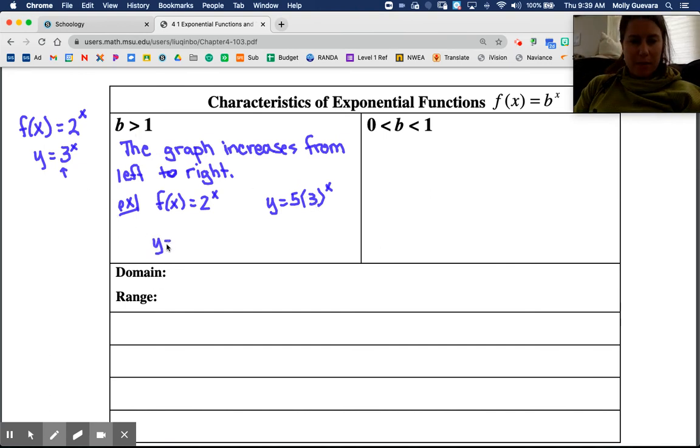If I have something like negative 1/2 times 4 to the x, it's going to be increasing from left to right. Okay. b is greater than 1. What about if I do 0 is less than b is less than 1? So this is like whenever you have a fraction that's less than 1, okay? So here you're going to get that the graph decreases from left to right.